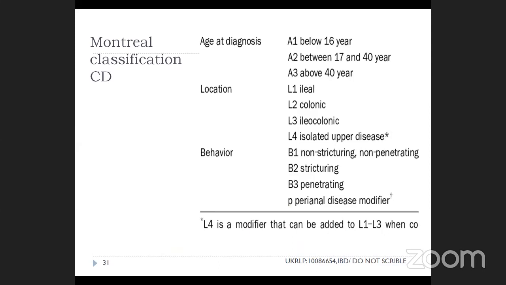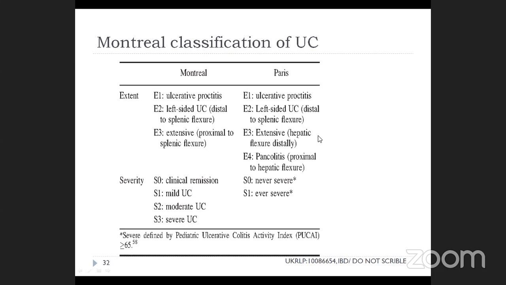And as I said, Crohn's disease can involve any segment of the intestinal wall, and the behavior of the disease is described as non-stricturing and stricturing disease. Depending on that, it's given as B1, B2, and B3, and P is referred to as perianal disease. Coming on to the classification for ulcerative colitis, there's the Montreal classification, and another called the Paris classification, which is not usually used.